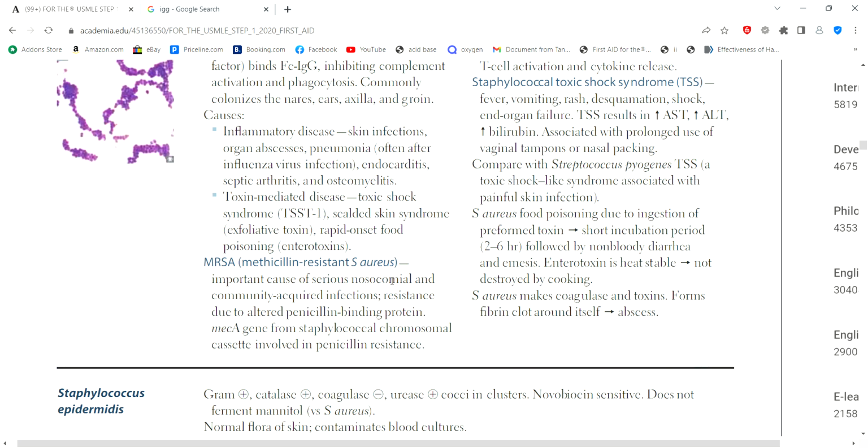Staphylococcus toxic shock syndrome: the patient will have fever, vomiting, rash, desquamation, shock, and organ failure. TSS results in increased AST, increased ALT, and increased bilirubin, and is associated with prolonged use of vaginal tampons or nasal packing. Compare with Streptococcus pyogenes.